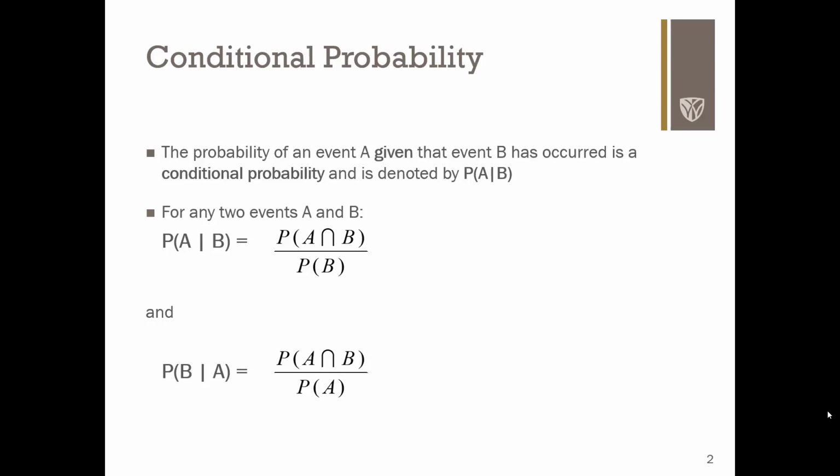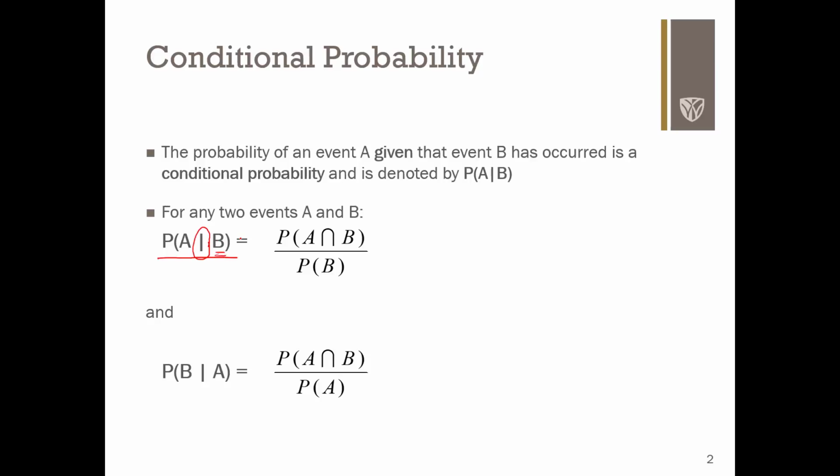So let's get some notation out of the way here. First of all, from a notational perspective, the probability of A with the bar underneath it and then B. So here we see the probability of A given B. That probability, the way we read that, is the probability of A. This bar in the middle is read as given that B happened.